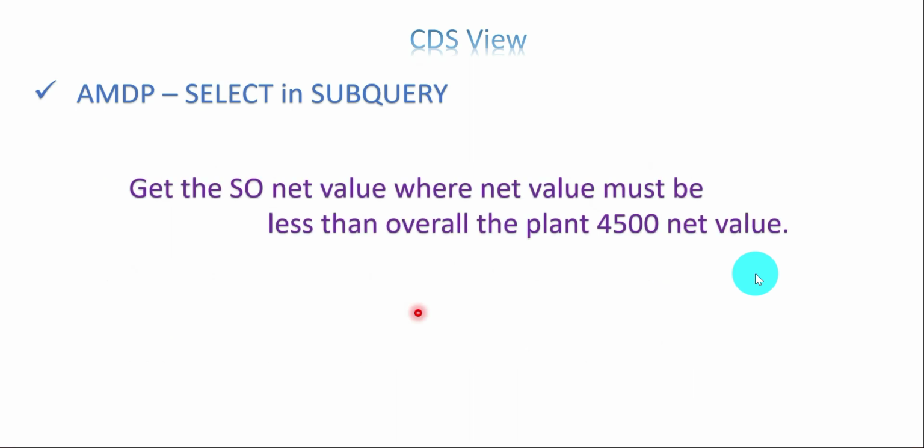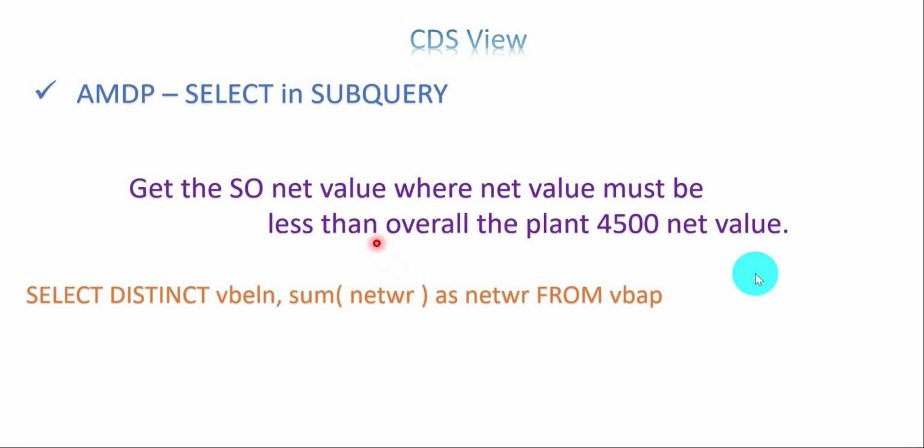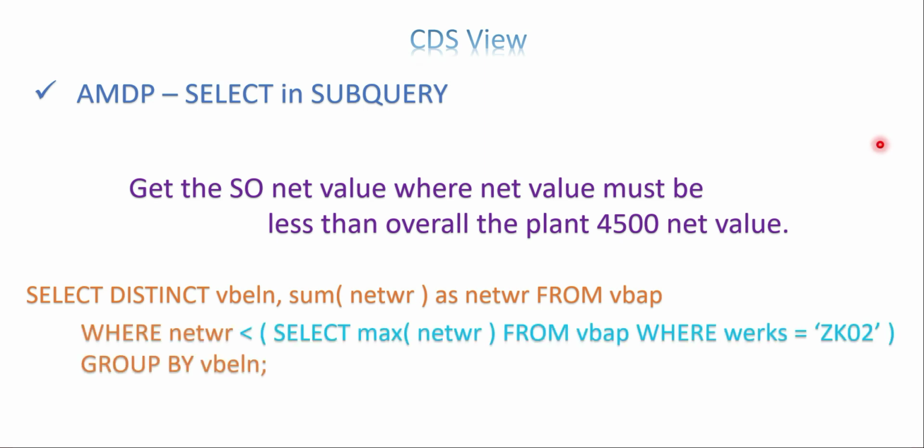So the first scenario: get the sales order whose net value is less than the overall plant net value. My main query needs a net value, so I'm going to use the aggregation called sum. Whenever you start using aggregation, you always need a group by option. So I want select distinct the sales order and sum of net value from VBAP, and then the subquery.